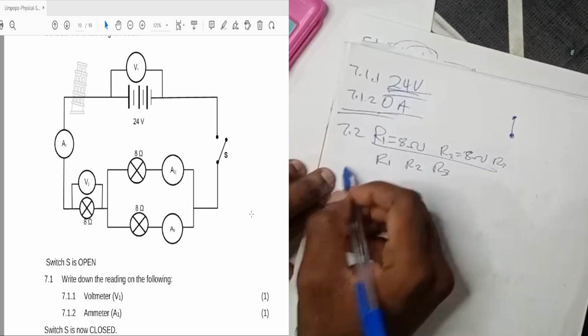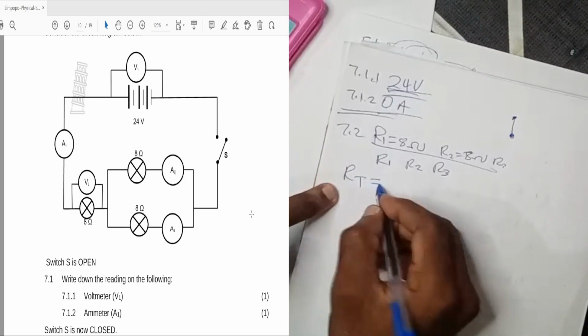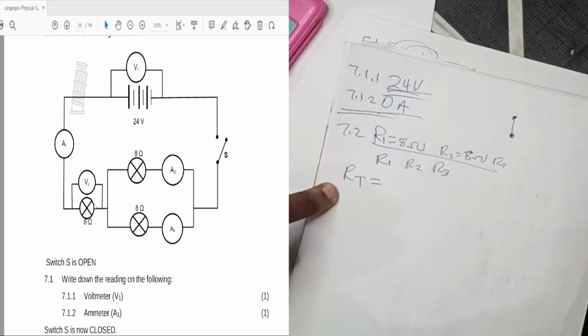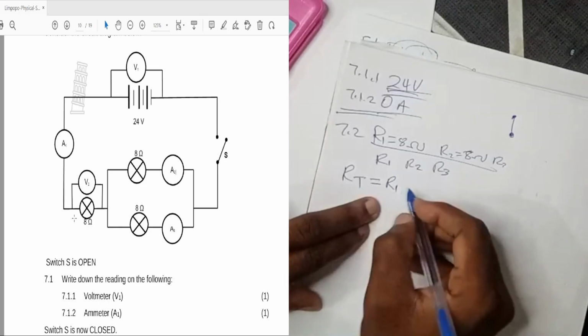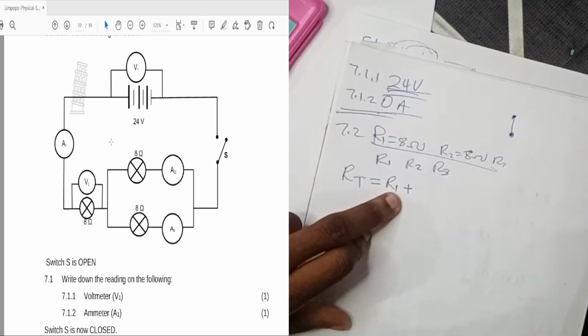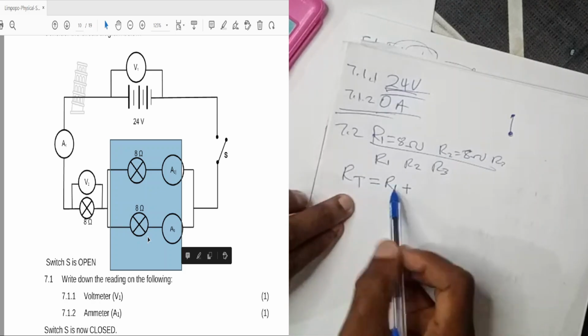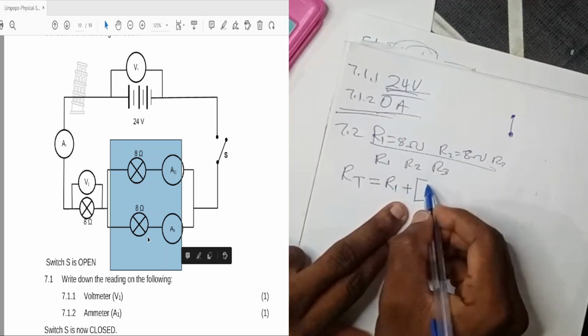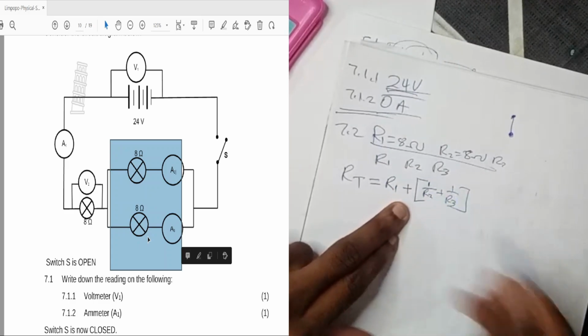So to calculate the total, we are looking for RT. RT is going to be what? We know that resistor 1 is not in parallel with anyone, so we can say R1 plus, because we know this is in series with this. Then this group here is in parallel. I mean, R2 and R3 are in parallel. So hence now we're going to say R1 plus open brackets 1 over R2 plus 1 over R3.